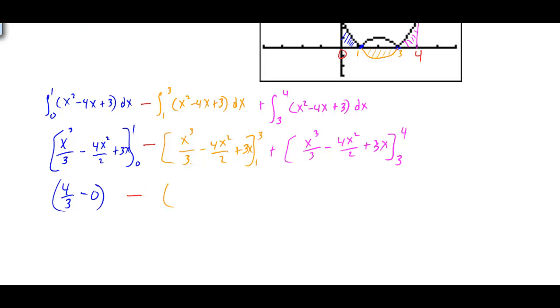And the next one, once again, here we plug in the upper limit 3. And everything here is going to cancel out. Minus the lower limit 1. Well, if we plug 1 in, just like we did over here in the first one, 1 was the upper limit in the first integral, and we had 4/3. So if we plug 1 in here, we're also going to end up with 4/3.